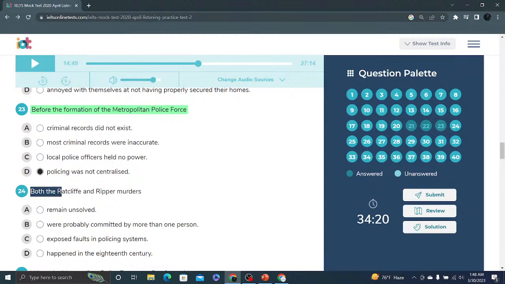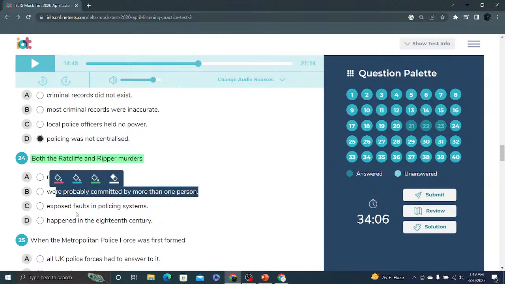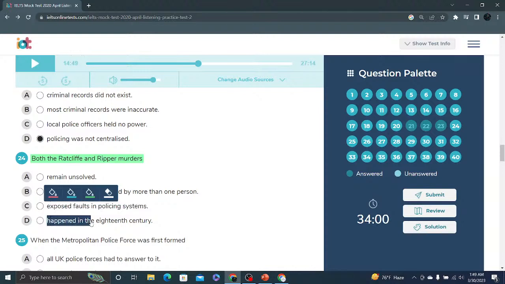Both the Ratcliffe and Ripper murders remain unsolved, were probably committed by more than one person. Exposed faults in the policing system happened in the 18th century.